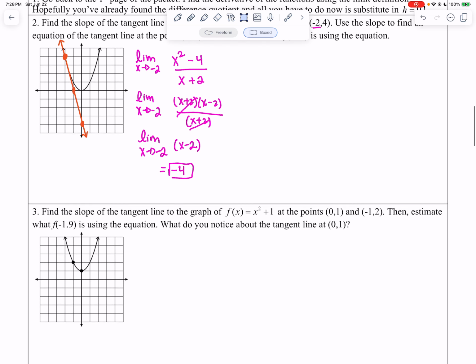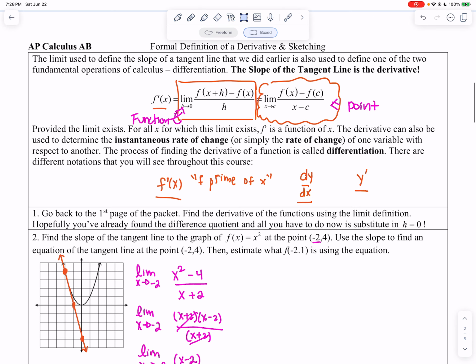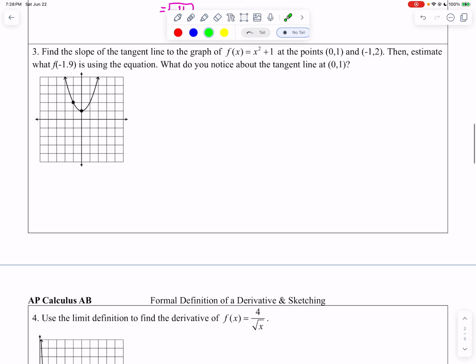All right, we're going to do number 3. This time, I'm going to be using the derivative definition at a point instead of this right here, because we don't like this. We hate this one. Okay, so we have the limit as x approaches c of f of x minus f of c over x minus c. And remember that this was my secant line.